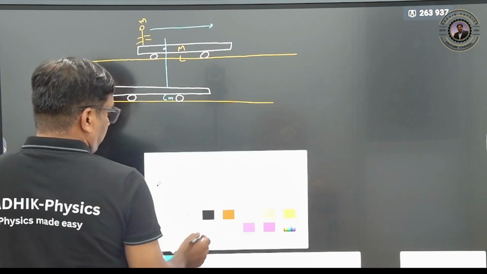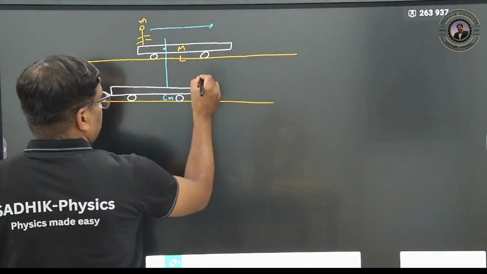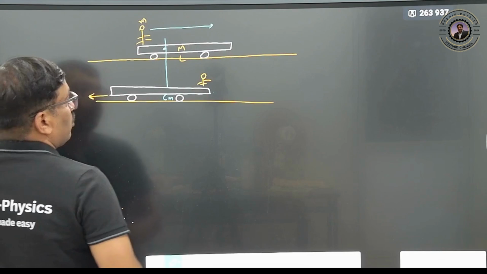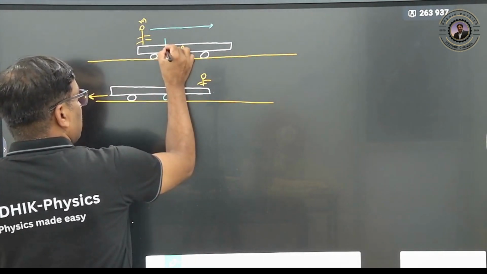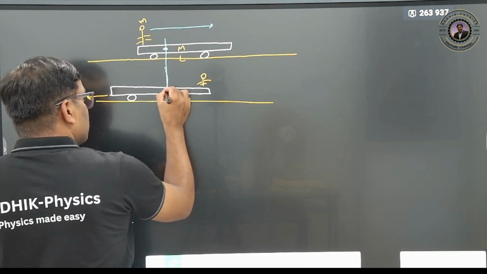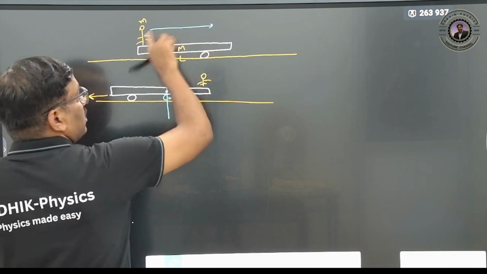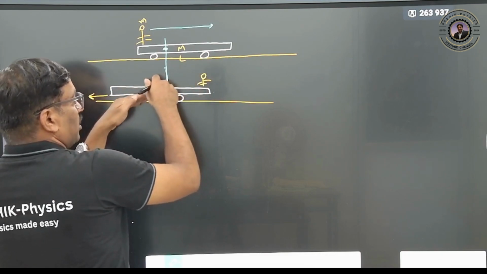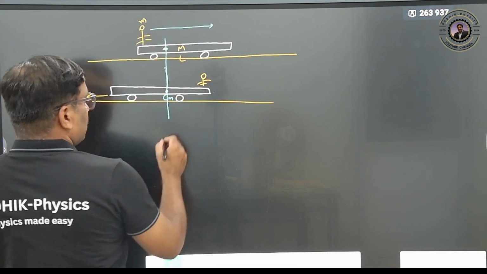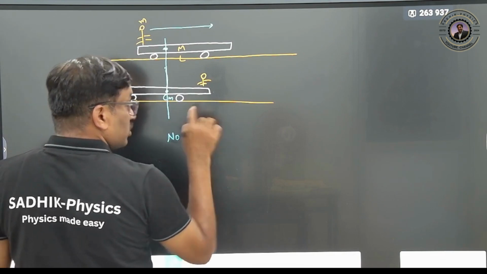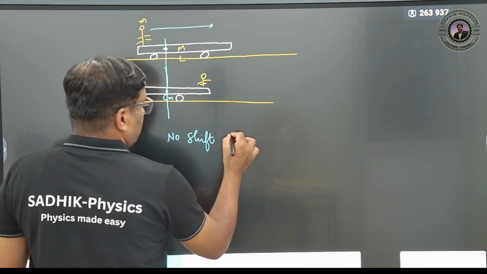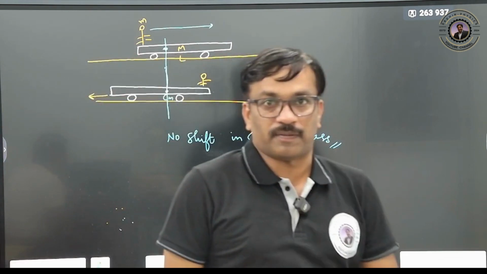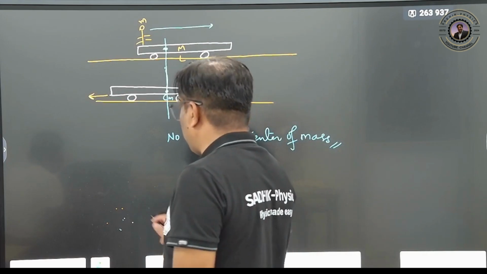Clear? So now the person has come to the other end, and when he moved, the plank came back here. Where is the center of mass lying now? Again the center of mass is at this point. The plank is moving with respect to the person, so here also the center of mass is there, and here also the center of mass is there. So there is no shift. Shift means position changing. There is no shift in the center of mass. Clear?